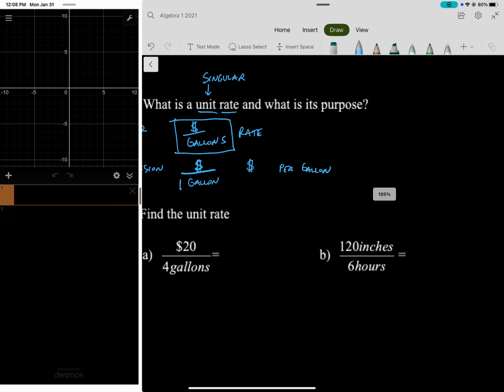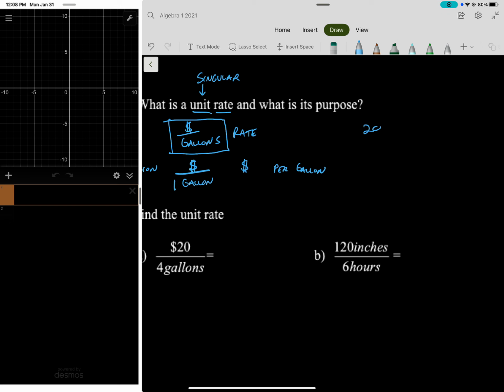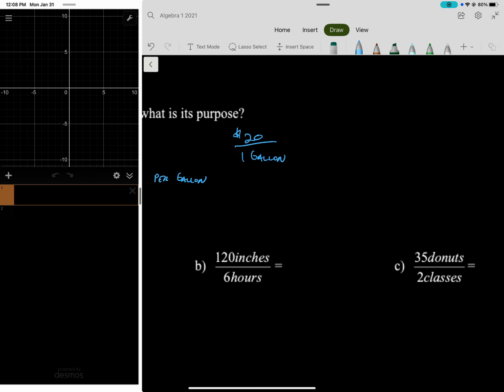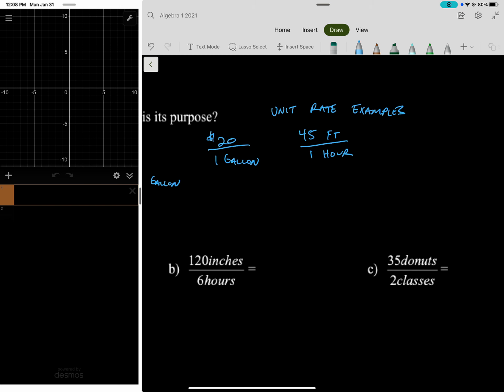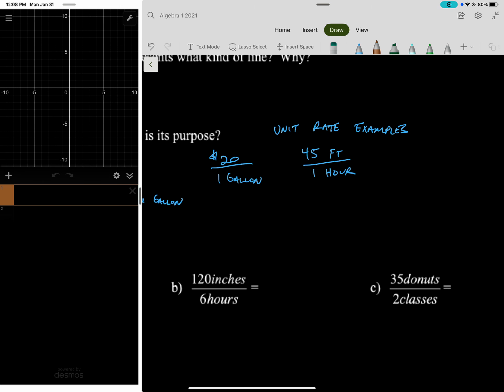Some examples of unit rates. I could have $20, right, per 1 gallon. I could have 45 feet per 1 hour. These are all unit rates. Okay, unit rate examples. Anything where it's over 1, that's the key. 1 unit.